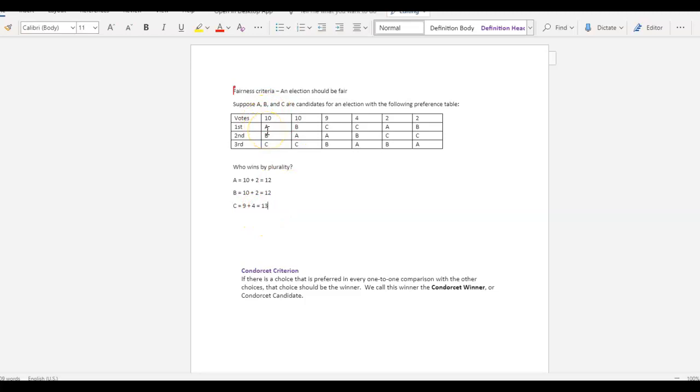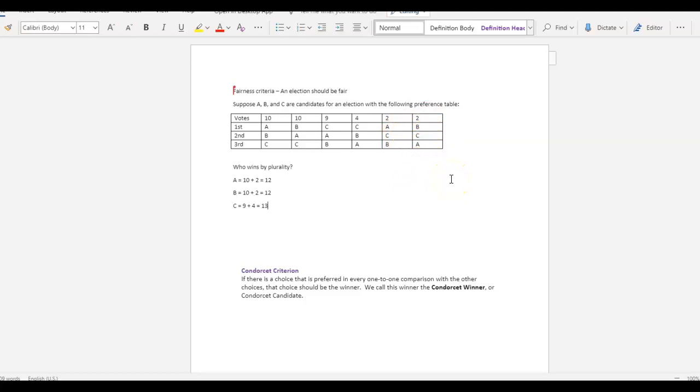And if we were to compare A to C, these 10 people prefer A to C. Now these 9 people prefer C to A, and these 4 people prefer C to A, but then these 2 people prefer A to C. And then of course these 2 prefer C to A.